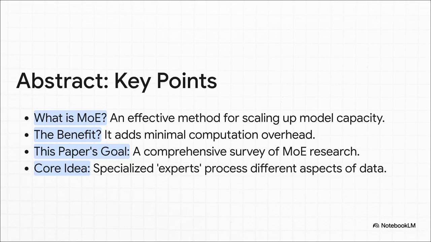So, what does this abstract tell us? Well, it lays it all out. It says MoE is a way to build these gigantic AI models, but without the insane computational cost that usually comes with them. The core idea? It's actually pretty elegant. Instead of one giant brain trying to do everything, you have a whole team of smaller, specialized experts. In this paper, it's a survey, which means it's a gold mine. It brings together all the crucial research on MoE into one place.